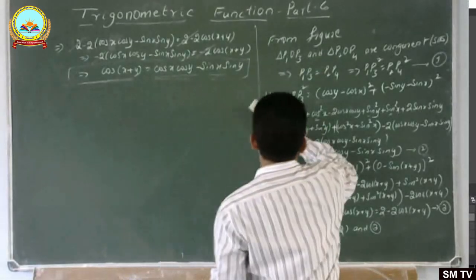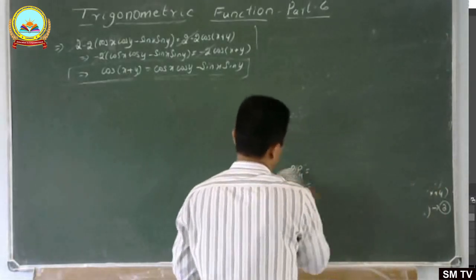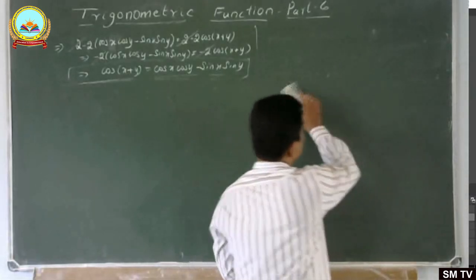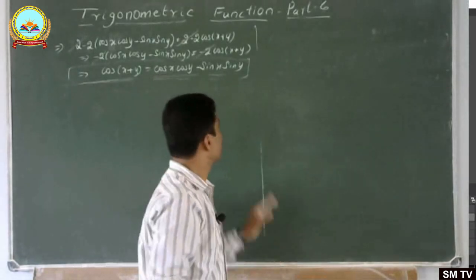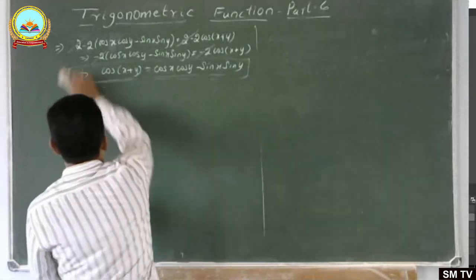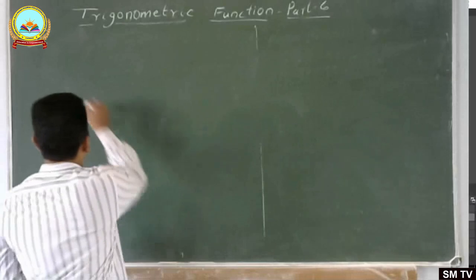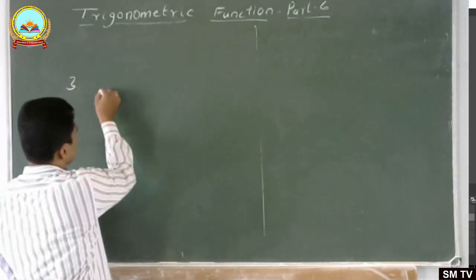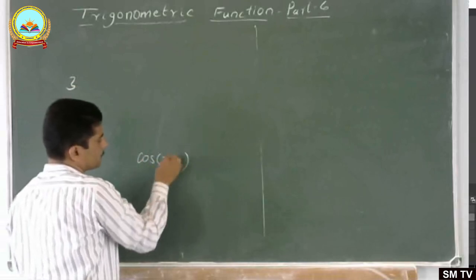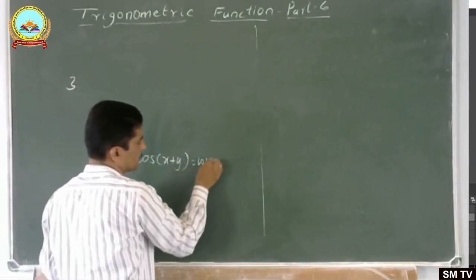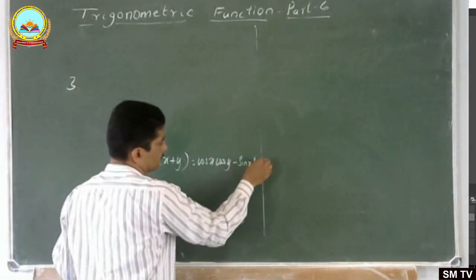With the help of this result, we prove the other results, the sum or difference of two angles. It is a very important result. Let me first explain the third result. Here you know that cos of x plus y is equal to cos x cos y minus sin x sin y.